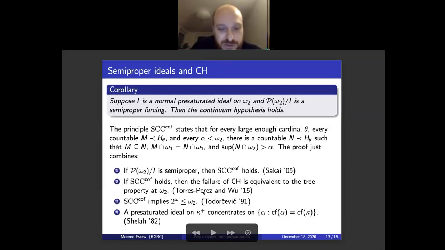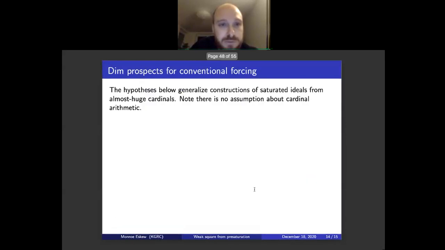Right, so I should say these papers are non-trivial arguments, especially Torres, Perez, and Wu, but we get this nice corollary by combining them. Okay. Now, the question remains, can we drop the assumption that the continuum is at most omega 2? I'm just going to state another theorem that's in the preprint showing that this will be difficult to answer. This is kind of a theorem showing limitations of certain methods.